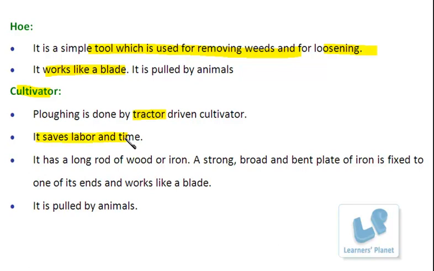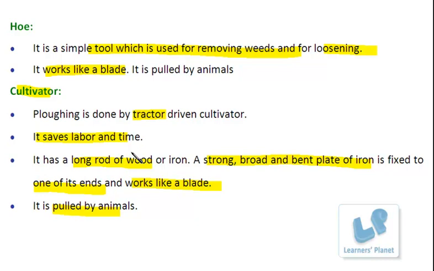It saves a lot of time and labor, and it is made up of a long rod of iron or wood, and there is a strong, broad and bent plate fixed to one of its ends, and it works like a blade. Of course, it can also be driven by animals. So basically the purpose of these instruments is to loosen the soil. If weeds or any other unwanted material or plants are present in the land, they are cut down by such instruments. Even ploughing concentrates on the softening or loosening of the soil.